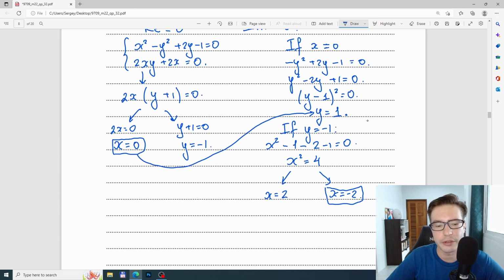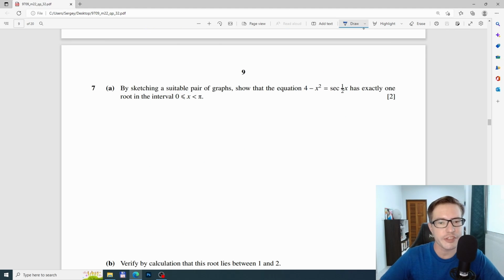So that means our answer is going to be w equals to i. Now for the second case, when x equals to negative 2, y equals to minus 1. So our answer is going to be w equals to negative 2 minus i. That's the answer.